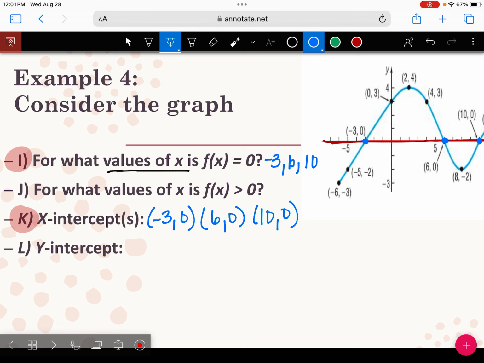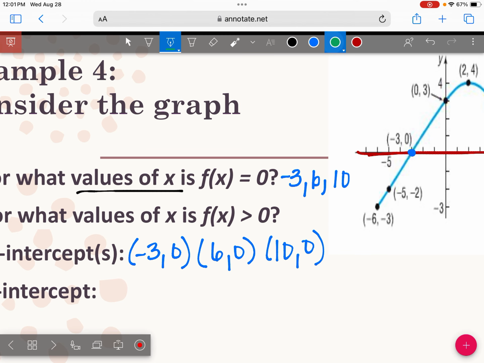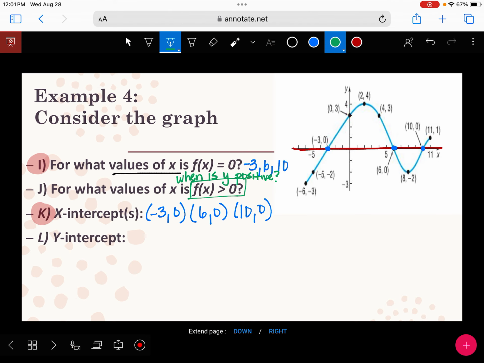All right, so for part J, it's saying for what values of x is y greater than 0. So in other words, this is saying, when is y positive? Because if it's greater than 0, that means it's positive. When is y positive? That's what it's asking you.